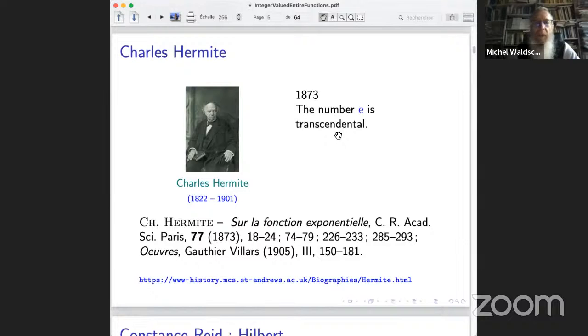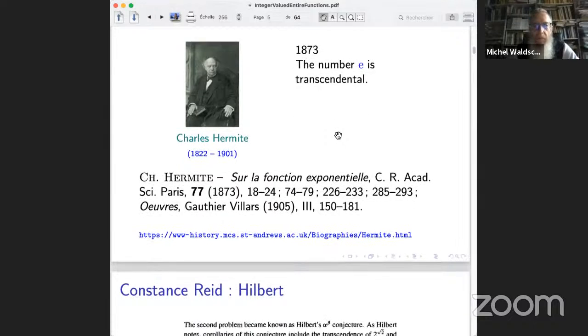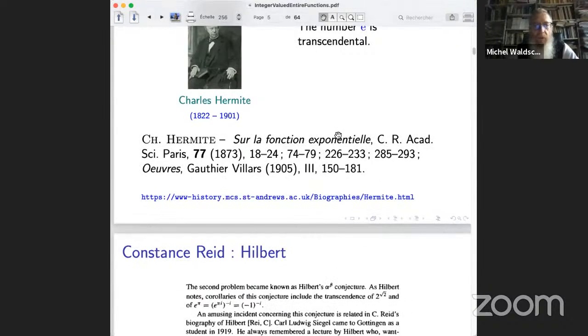It was known by Lindemann that exponential of alpha is transcendental when alpha is algebraic. And this is the Hermite-Lindemann theorem, and Lindemann proved the transcendence of pi. But for e to the pi, it was not known.